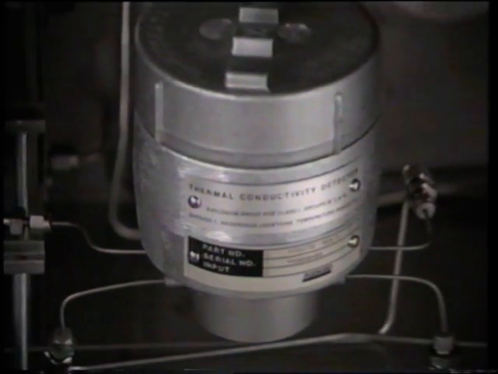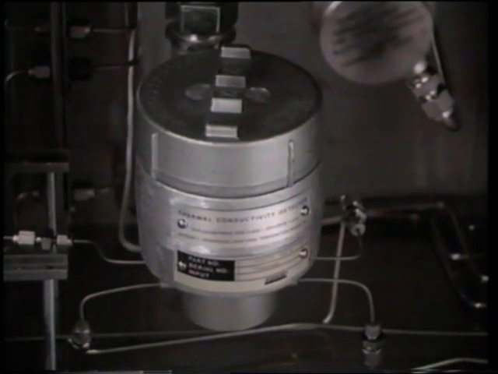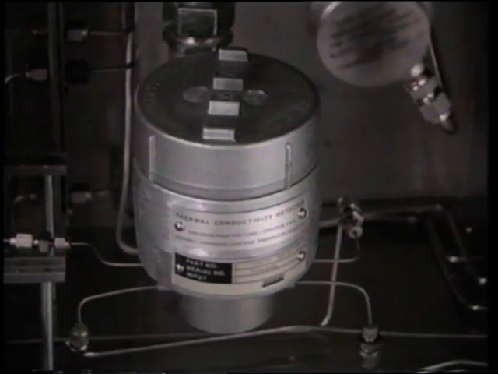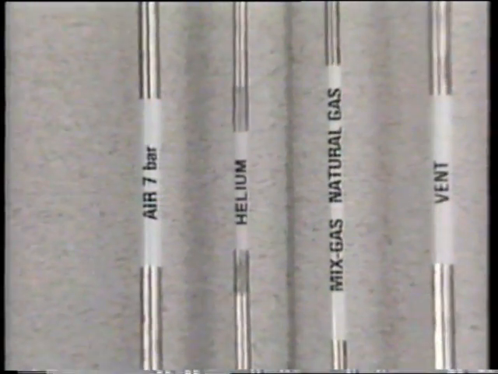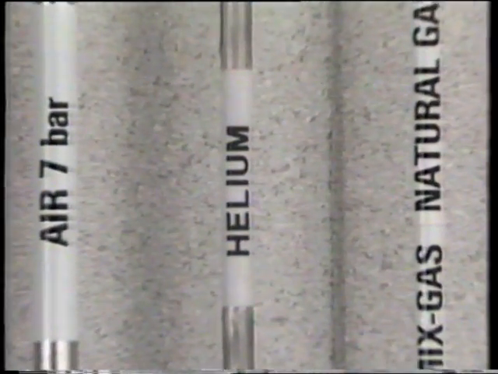Carrier gases must not combine chemically with the sample or with the column packing, or damage the detector. They should be pure to avoid false readings. Carrier gas selection depends on specific applications. Helium is a common carrier gas. Others are argon, nitrogen, and hydrogen.